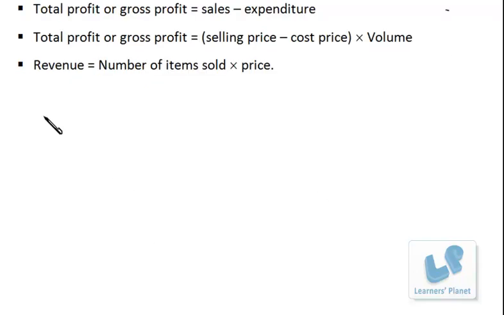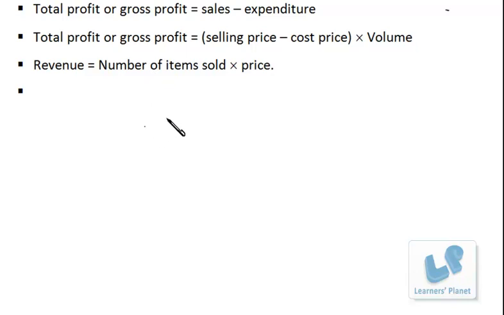Then we have total profit or gross profit. What is the profit of a company or an organization? That is sales minus expenditure. That is the total revenue which they are achieving, and if we deduct the total expenditure, we will be getting the profit. It's a very simple concept.